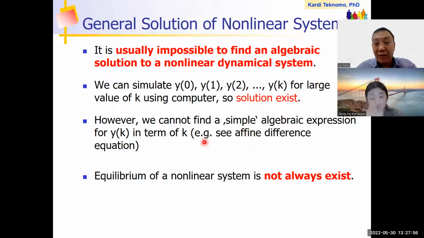Okay, similar to the affine difference equation, you can use the geometric series, right? This one you cannot. Right? So, and the equilibrium also does not always exist. So, just be careful. Nonlinear system is very interesting.